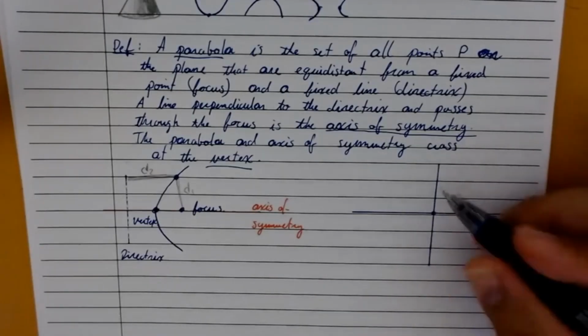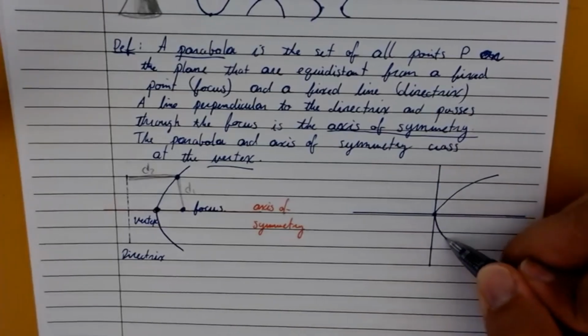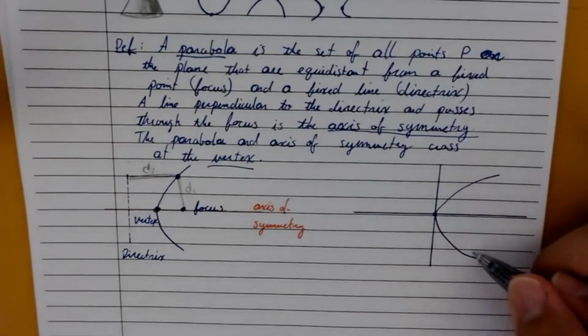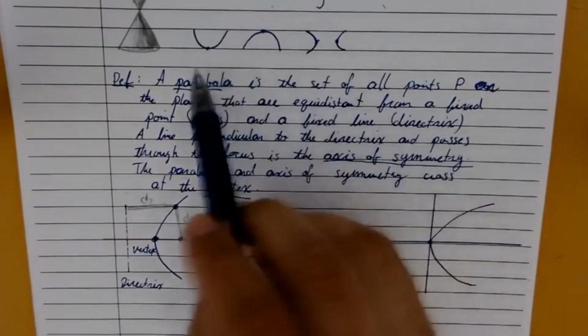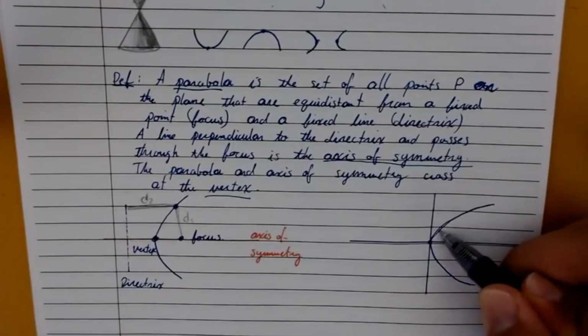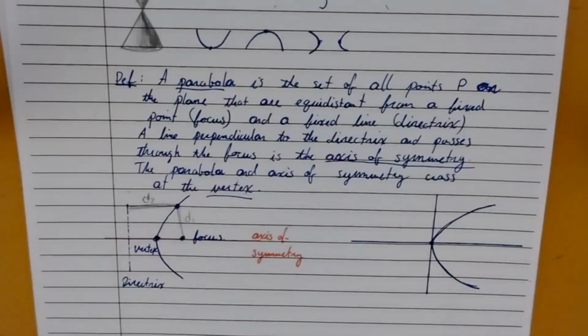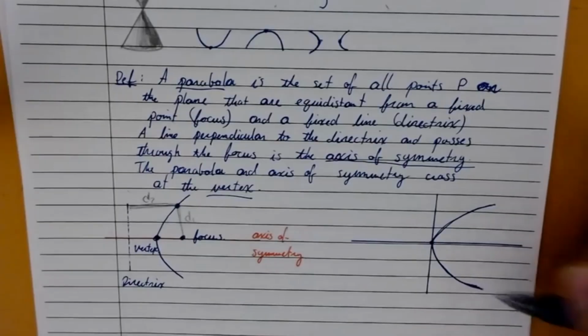So there's my vertex. And for now, I'm going to have a parabola that opens this way, toward the right. Of course, you can have ones that open in any direction like this, which we will, once we have this equation, modify to compensate for any of the other orientations. All right. So here is our parabola.